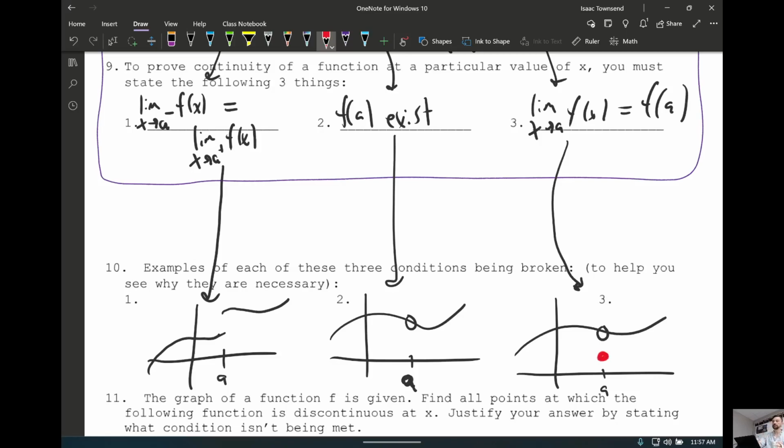So again, these are counterexamples. If this was not true, it might look like this. If this was not true, it might look like this. And if this was not true, it might look like that. Again, I think you all are convinced that these are 3 examples of not being continuous. So I'm just trying to reiterate why each one of those is necessary.